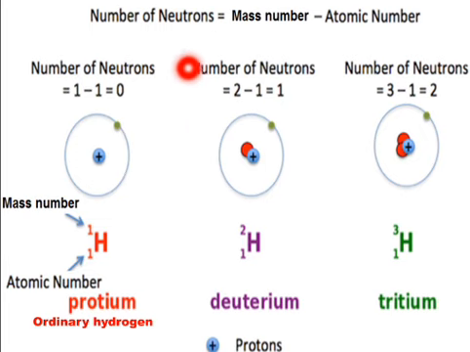See here, how can we calculate the number of neutrons? We can calculate the number of neutrons by subtracting the atomic number or number of protons from the mass number. Let us see the case of protium. The mass number of protium is 1, the atomic number of protium is 1. Atomic number 1 means the number of protons is 1. So we can calculate the number of neutrons in the nucleus of protium by subtracting the atomic number from the mass number, or number of protons from the mass number.